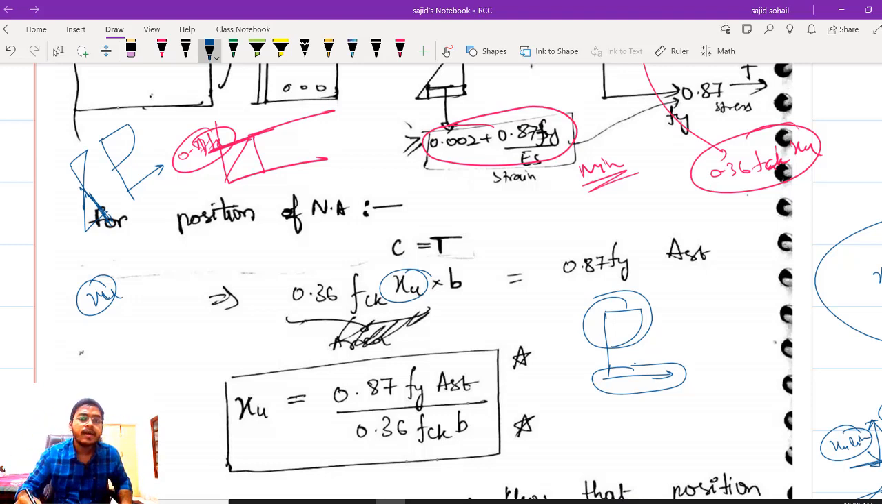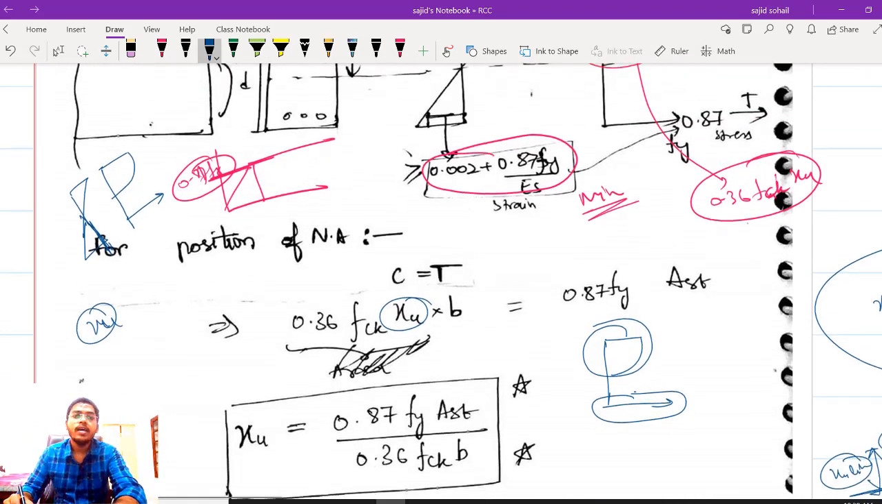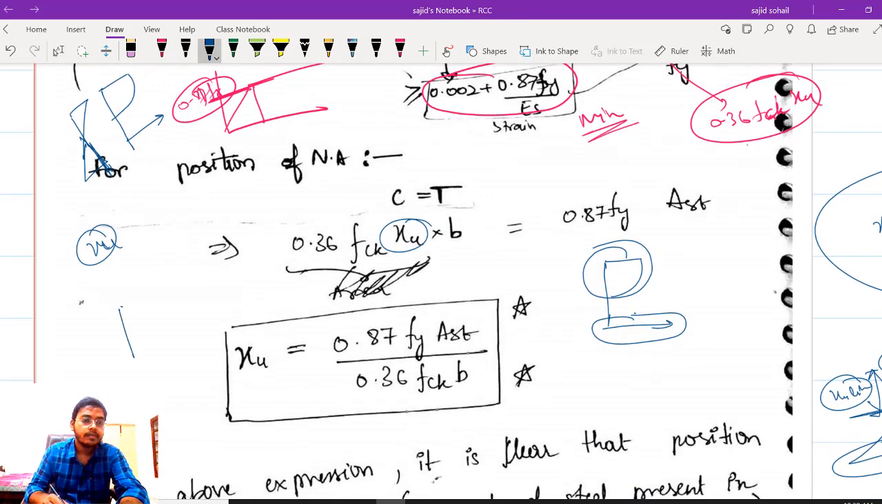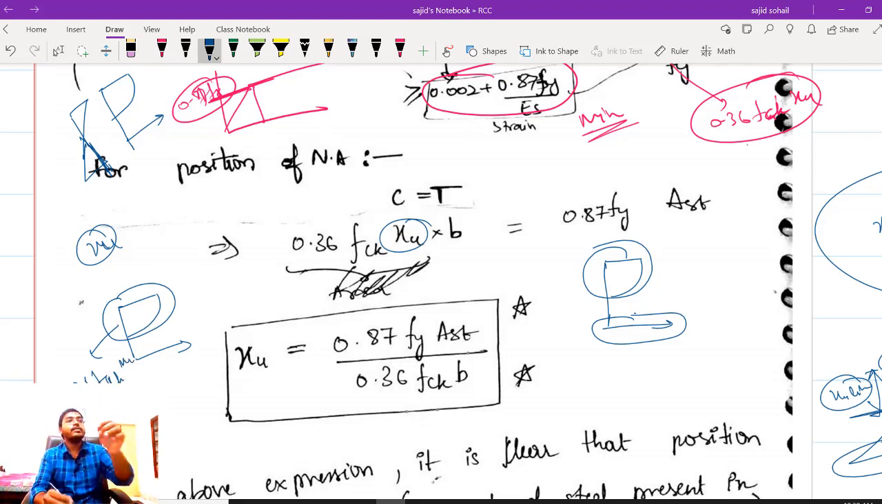So what is my compressive force? Let us try to understand. My stress diagram is something like this, right? And this area is how much? 0.36 fck Xu. But as this is the last section, we have to take the stress for the entire width, right? I hope you are getting it. We have to take the stress for the entire width.